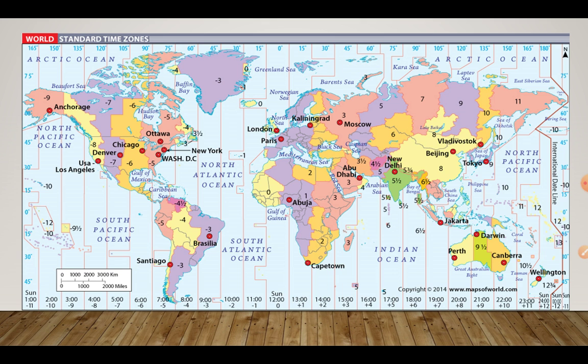Now let's take an example like India and England. The time difference between these two countries is on average 5 hours and 30 minutes, because England is on the west side of the prime meridian, and as you know, in the eastern side the sun rises early. That's why there is a difference in time.